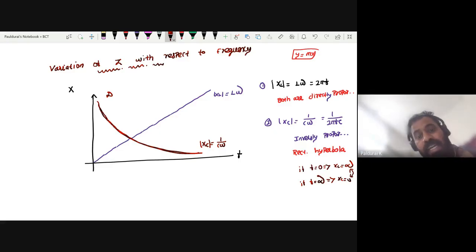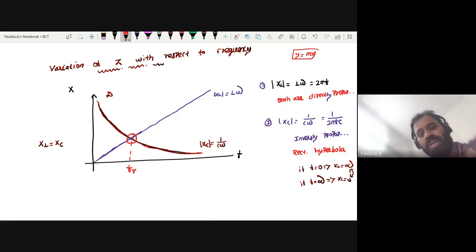Now, what is the condition for resonance? XL equal to XC, right? This is my XL and this is my XC. Both are meeting at this point. Here you will get XL equal to XC. At this point, the frequency is called the resonant frequency.